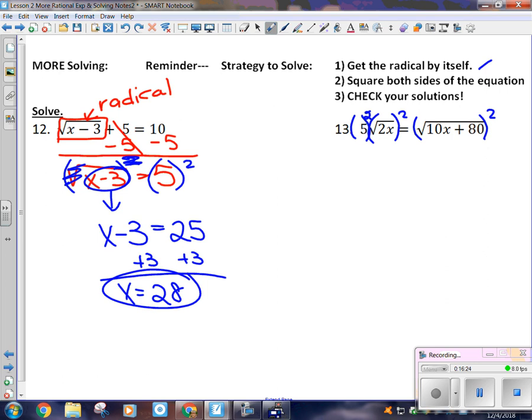Everybody good with that? What's 5 squared on the outside? 25. Okay, what happens to squaring a square root? The square root and square cancel, and what comes out? 2x. So you have to multiply 25 times 2x, or you can put 2x in parentheses, because that's 5 squared times that. The square root and the square cancel on the other side, what do you get? 10x plus 80. Once you finish and solve it, tell me what you get.